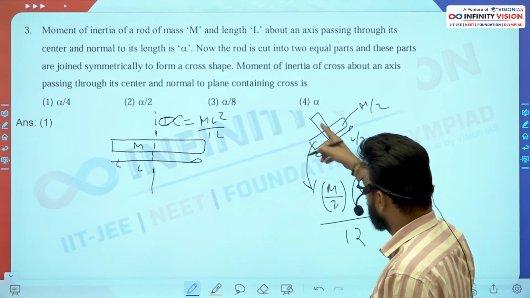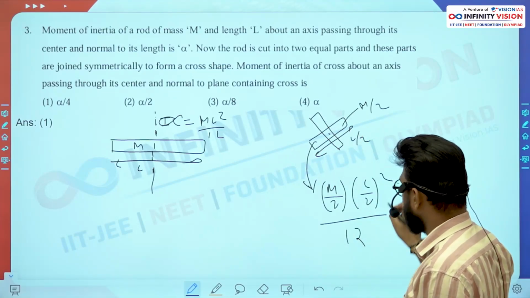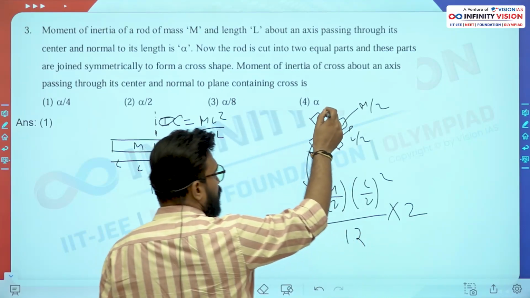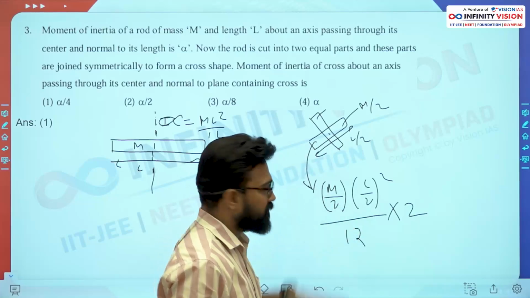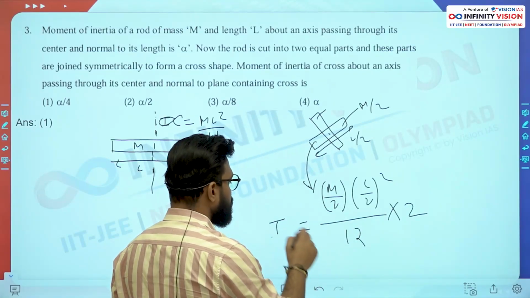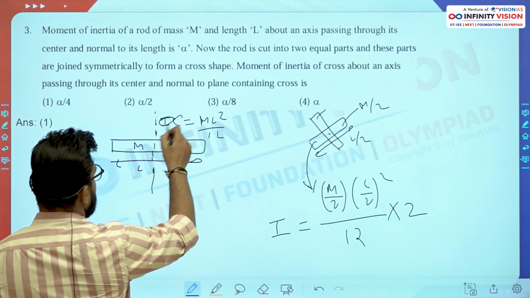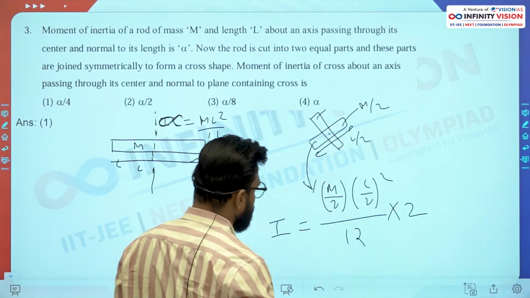Remind you, you have two such blocks of rod. So that means you have to multiply it with 2, because for this rod also, the half rod also, the moment of inertia would be the same. So this moment of inertia comes out to be this much. Now, initially, the moment of inertia was ml square by 12. The final, it is this much, the cross section.